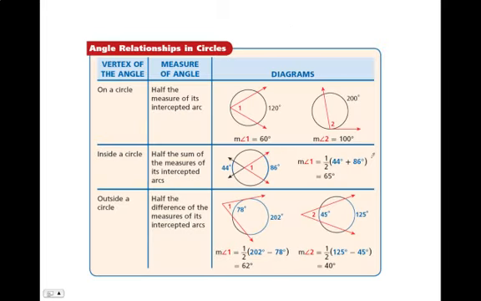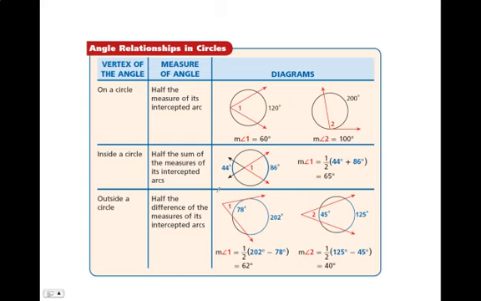This chart here sums up all three of the theorems that we talked about in this video. If the vertex is on the circle, it's half the measure of its intercepted arc. This one is an inscribed angle. This one here is a tangent that intersects a secant. But no matter what, if the vertex is on the circle, the measure of the angle is half of its intercepted arc. If the vertex of the angle is inside the circle, we add the two arcs and take half to find the angle. But if the vertex is outside the circle, that's where we take the two arcs and subtract them and take half of them to get the measure of the angle.